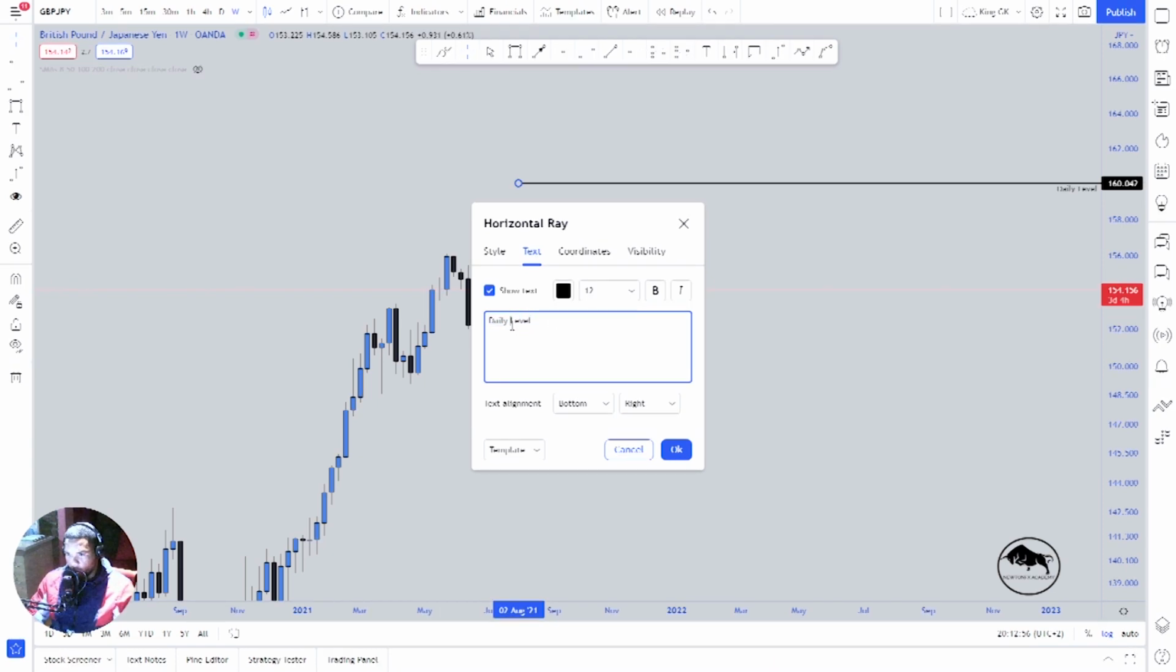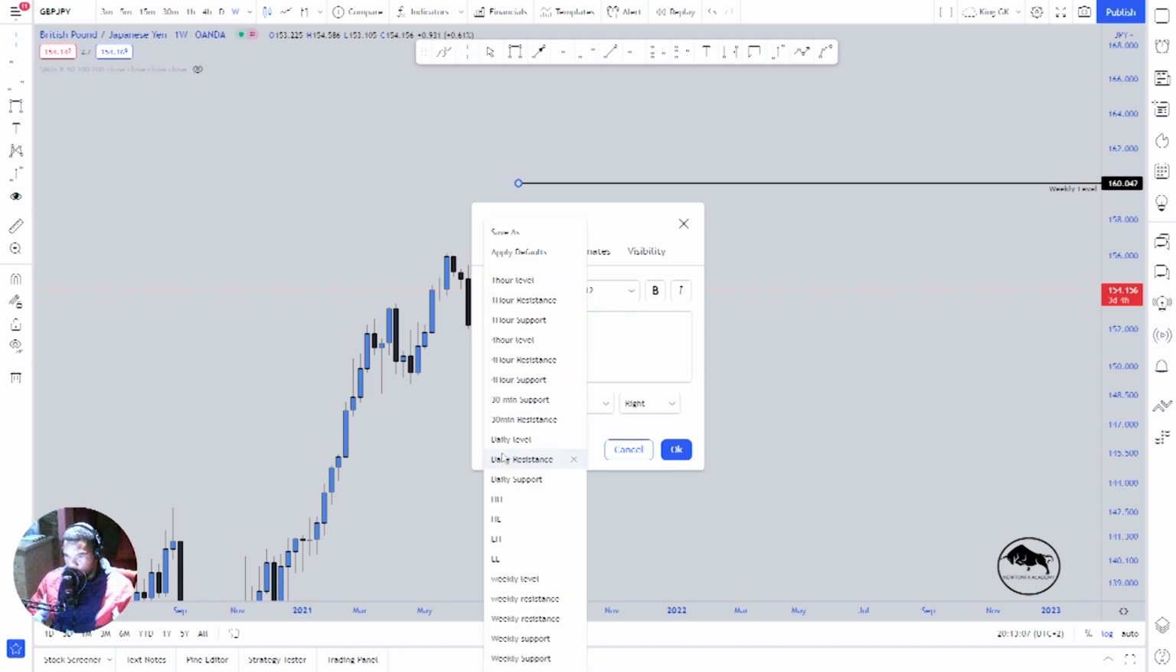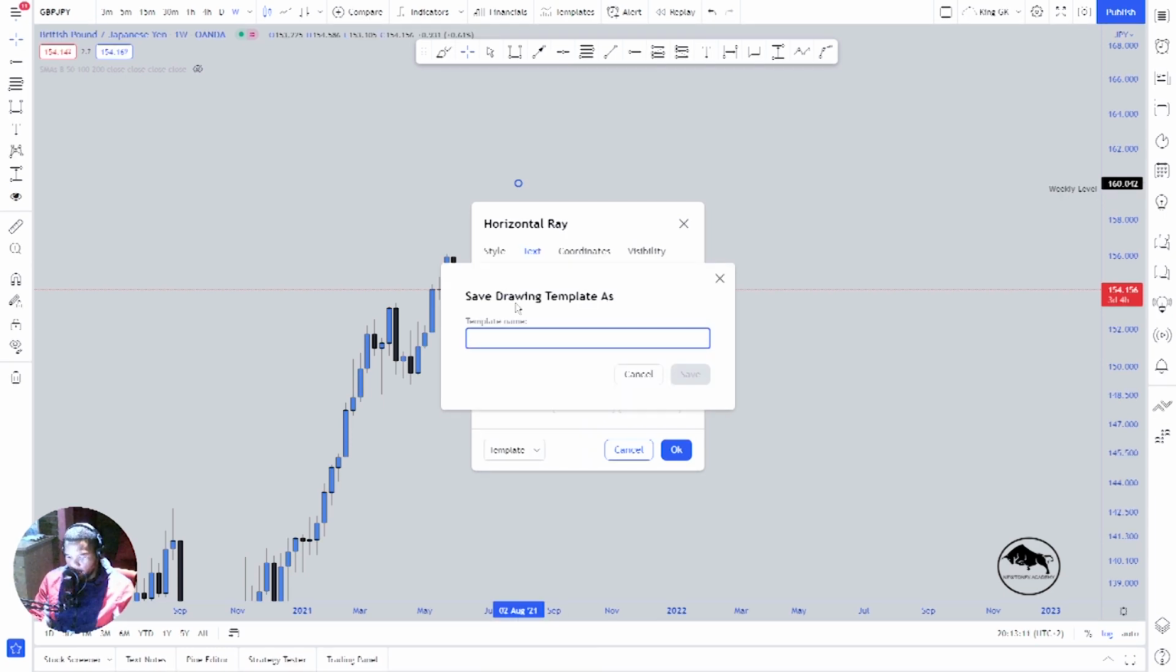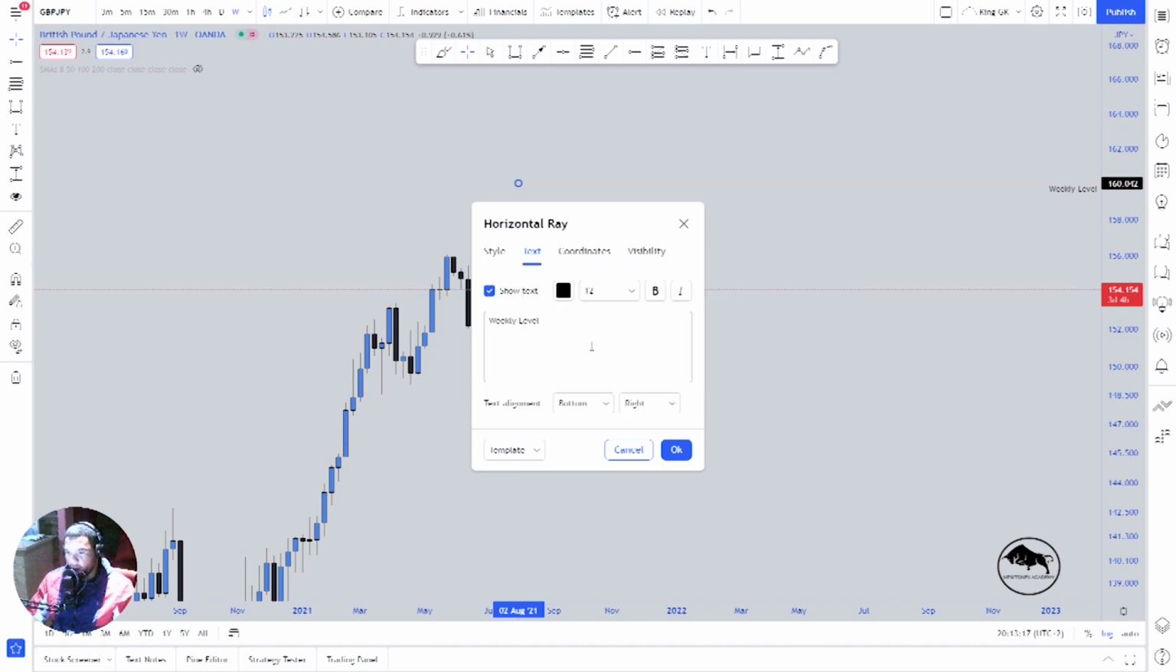So now you can just type in here as well. Just remove this and type in weekly level. Go to template, save as, and now you can just type in weekly level, and I want you to save it, right?